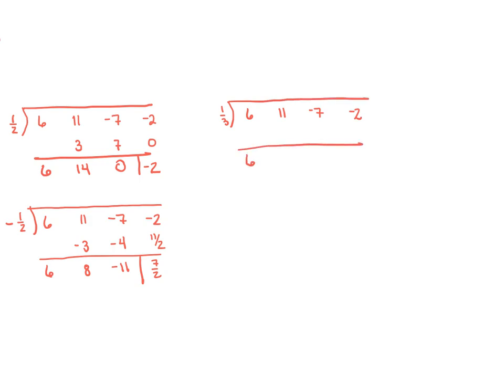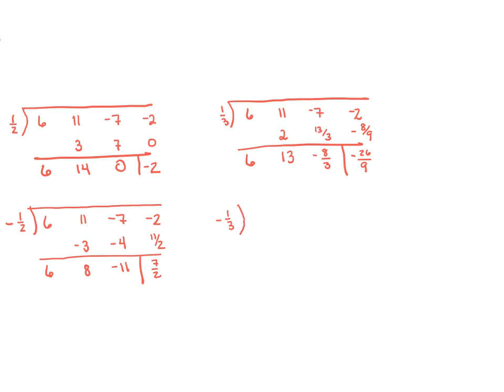Bring down the 6. 1/3 times 6 is 2. Add. 11 plus 2 is 13. Multiply. That's 13 thirds. Add, and we get negative 8 thirds. Multiply, and we get negative 8 ninths. And then add, and we get negative 26 ninths, which is not 0. So again, this is not a 0. So let's try negative 1/3.